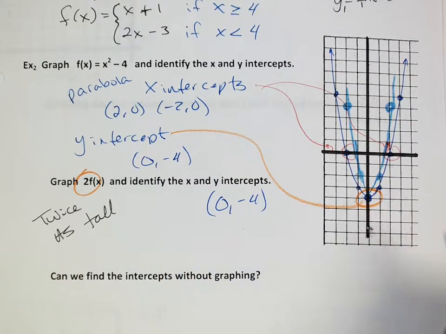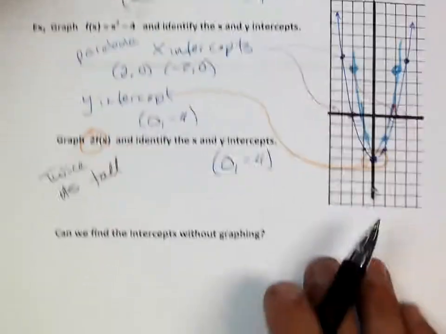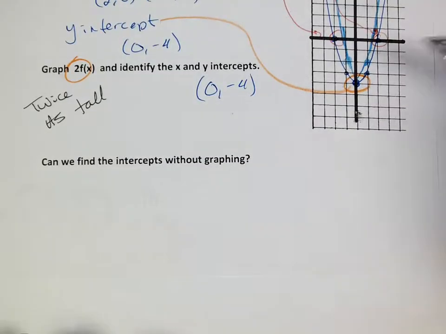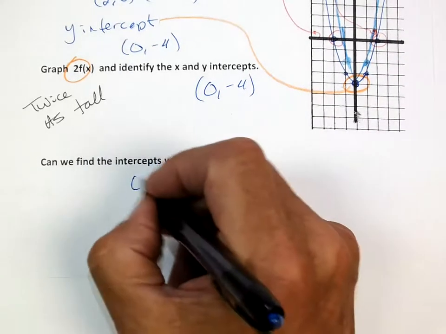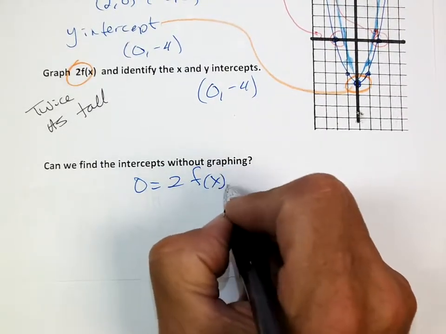But now what about these x-intercepts, okay? How can we get this without graphing? Okay, let's think about this. What is the height of the x-intercept? 0, right? So let's set it equal to 0. But let's set the 2f of x equal to 0, okay?